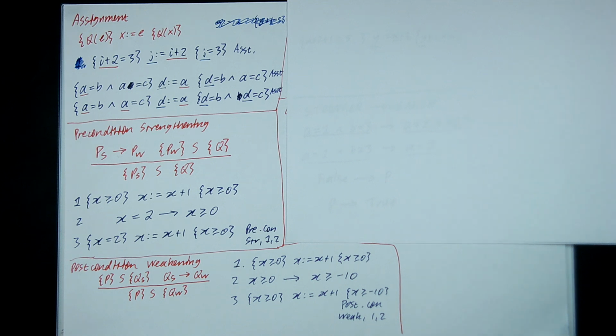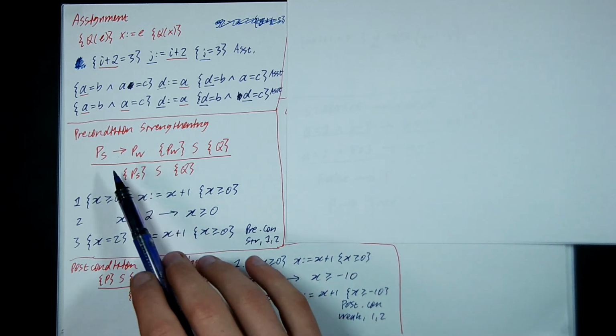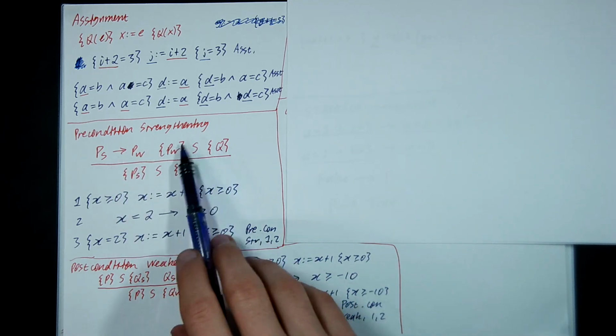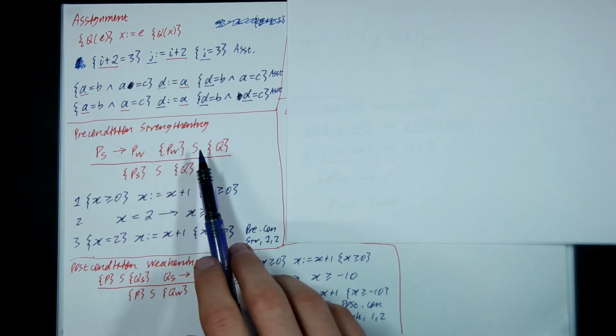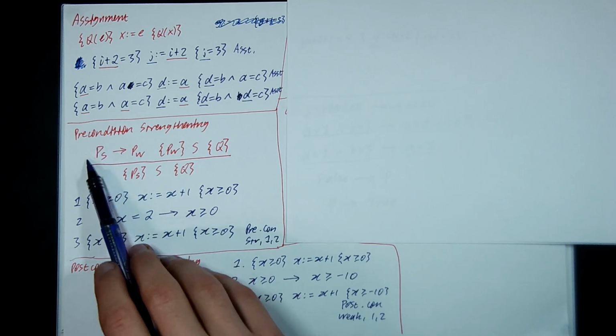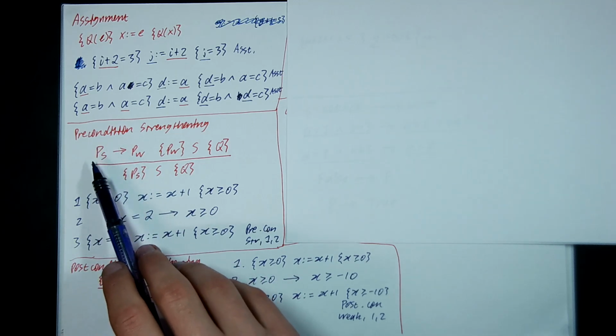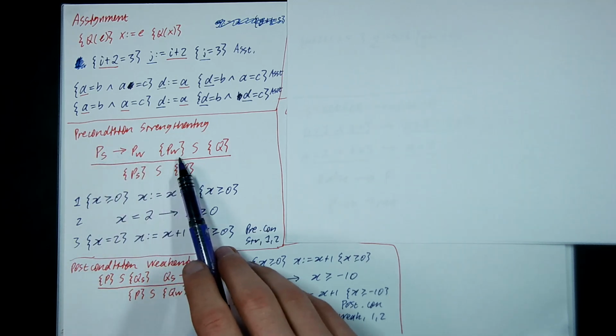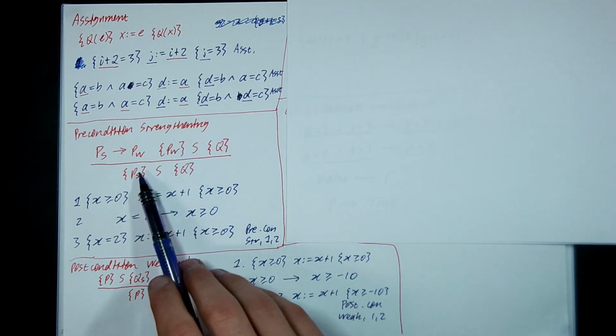So let's first talk about precondition strengthening. What does precondition strengthening say? It says that if you already have the Hoare triple {PW} S {Q}, and PW is a weaker predicate than PS, a stronger predicate, i.e. PS implies PW, you can replace the weaker thing with a stronger thing.